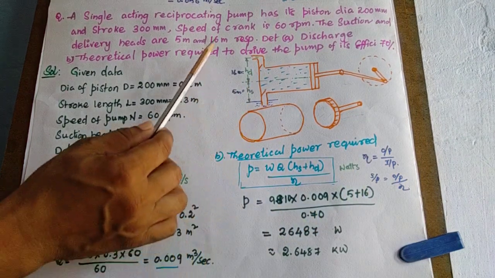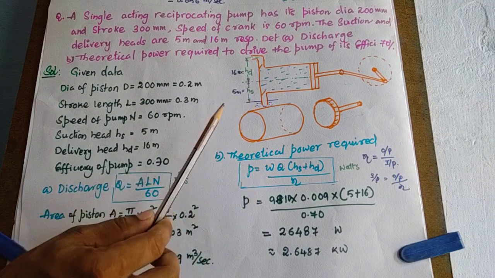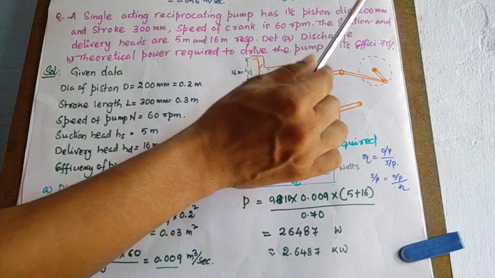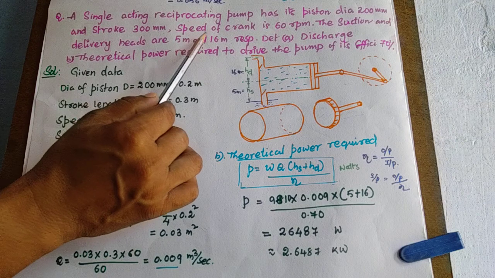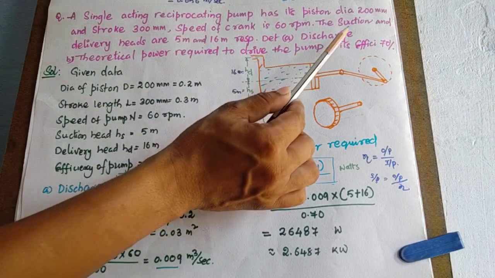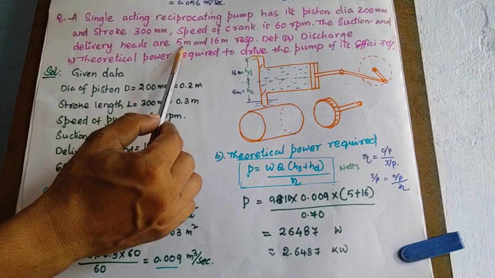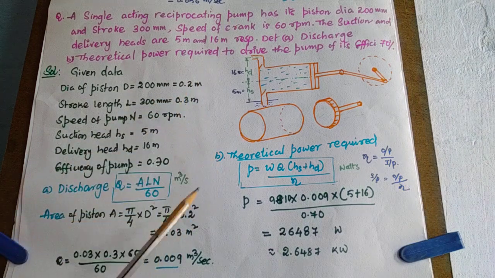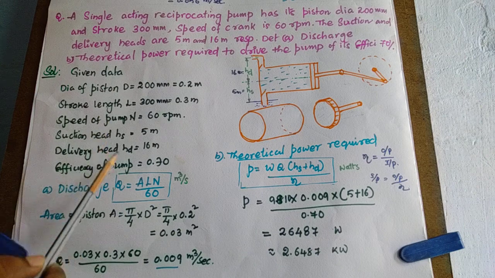So you have to understand the question clearly. The values are given for this reciprocating pump: piston diameter is 200 mm, length of the stroke is 300 mm, speed of the crank is 60 rpm, and two heads are given, that is suction head and delivery head. Suction head is 5 meters and delivery head is 16 meters. So immediately we have to write the given values separately.